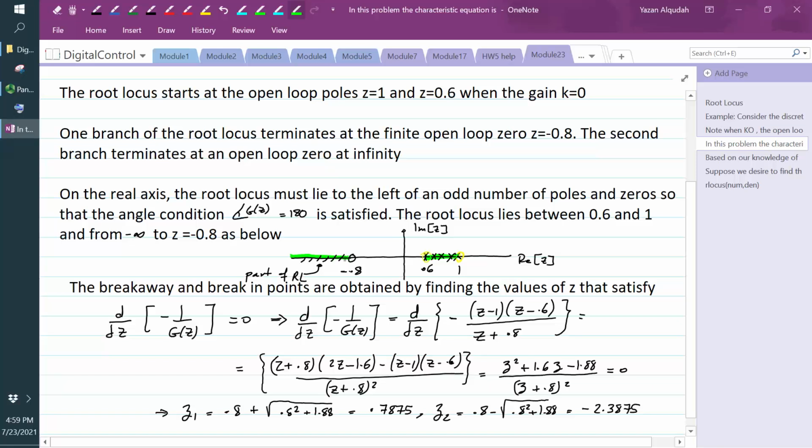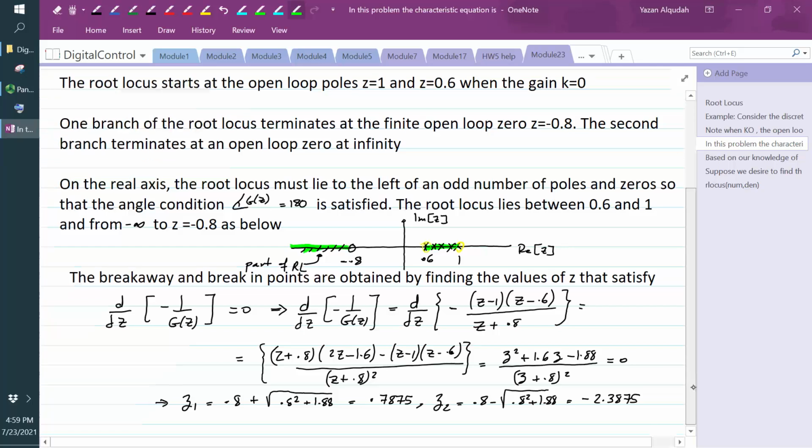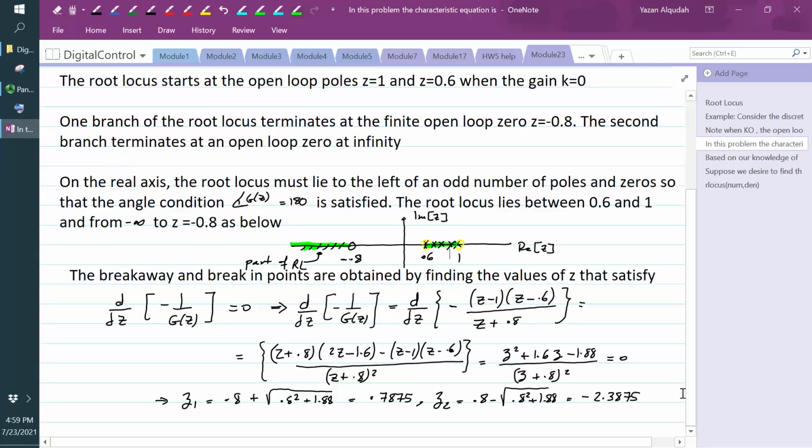In this case, to the left of negative 0.8, there are 3 poles and zeros to the right of it. For the other branch here, there is 1 pole to the right of it. So therefore, the root locus on the real axis is going to be to the left of an odd number of poles and zeros. Now, depending on the root locus we're plotting, there are different tools that we use to calculate information that will help us plot the root locus.